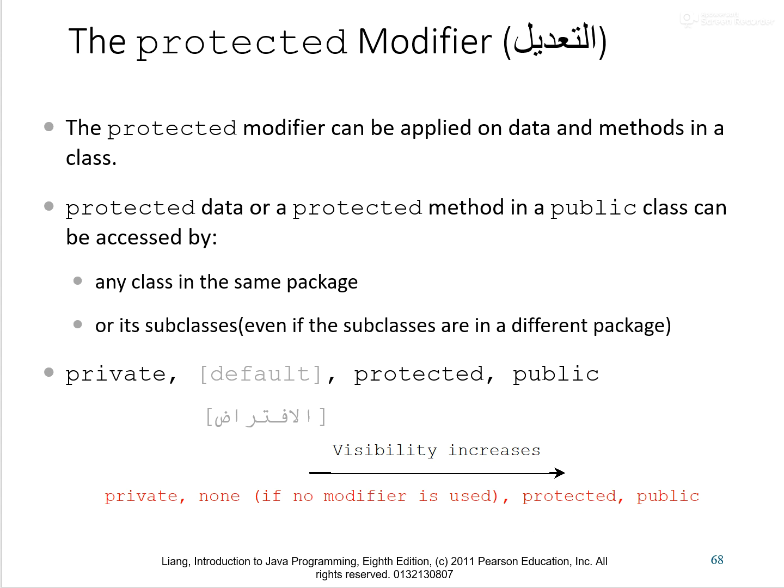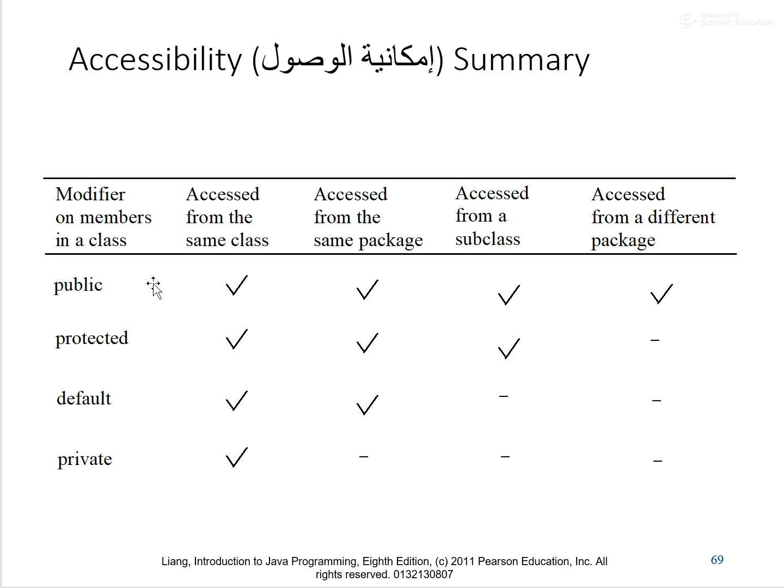So let me explain that a little more. This is one way you can remember this. If you're good with tables, you can try remembering this table. If you have something set to public, it can be accessed from the same class, from the same package, any class in the same package, from a subclass of your class, and from different packages as well. If you set something to protected, you'll see that it cannot be accessed from classes in different packages that are not subclasses.